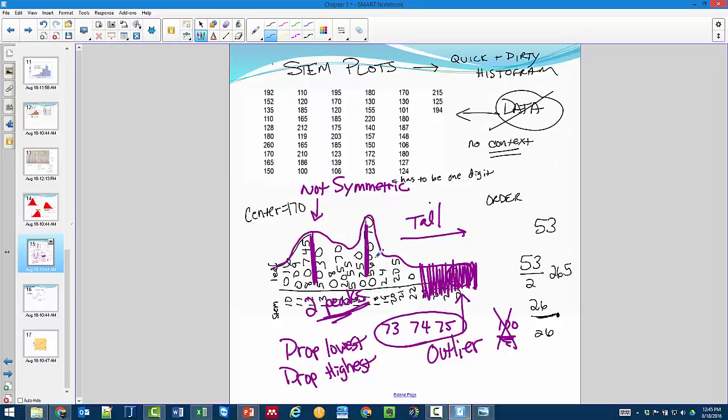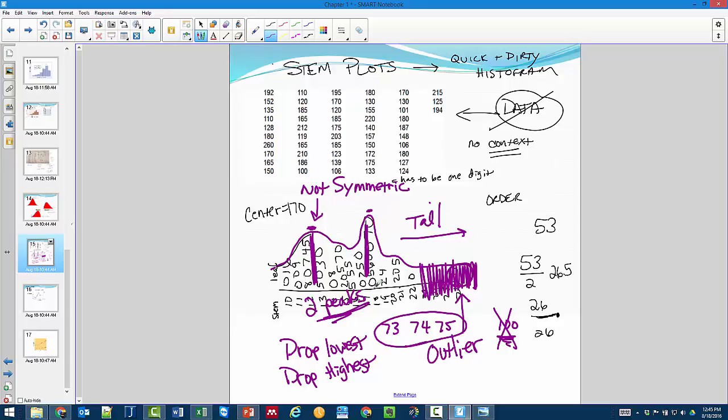Are they two different schools? Are they two different classes? Maybe I have a class over here where it's really easy to get scores up in the 180s, and another class that's more difficult and all of the scores are around 120.